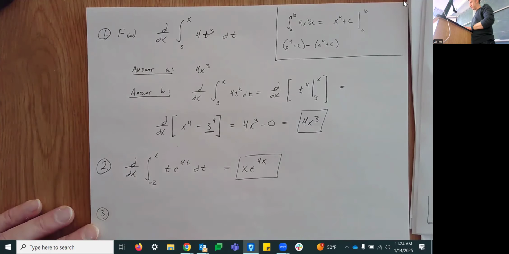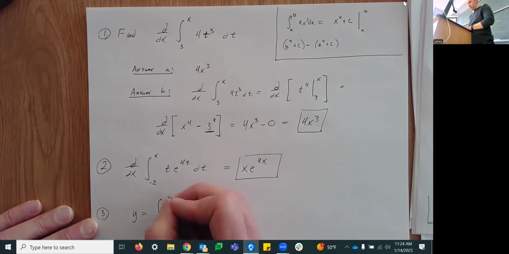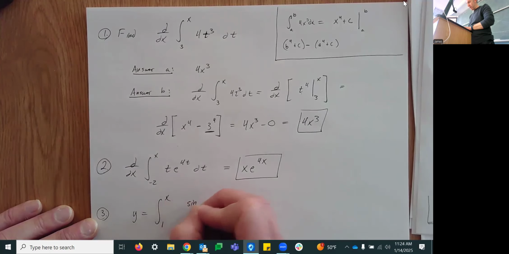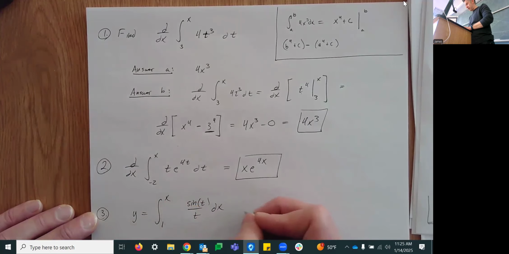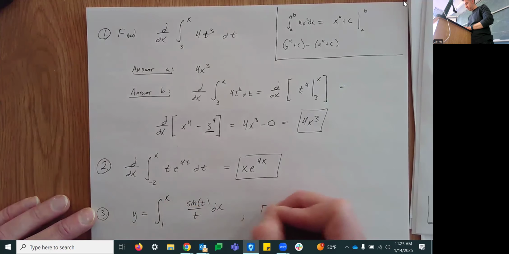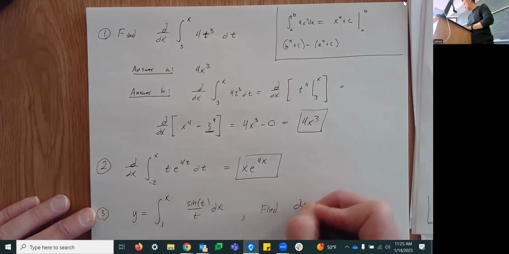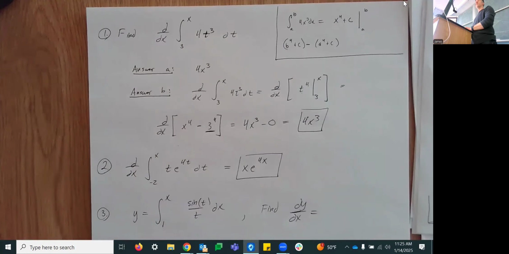Sometimes we write it a little bit differently. For example, if my function was y equal to the integral from 1 to x of sine of t divided by t, I should be able to ask you all to find dy dx. It's a different notation to ask the same question. You should be able to write it down in like 10 seconds.